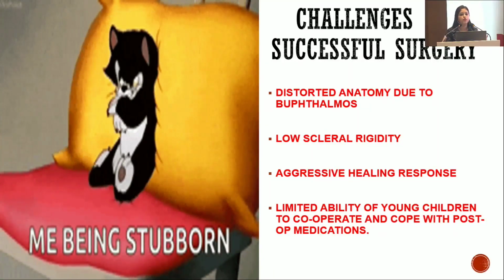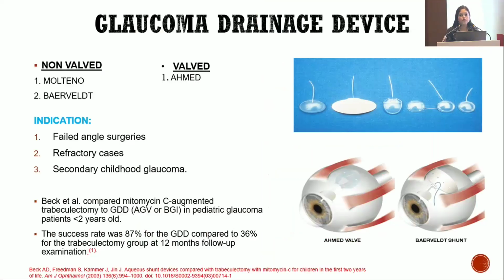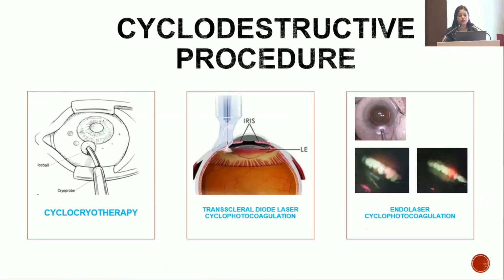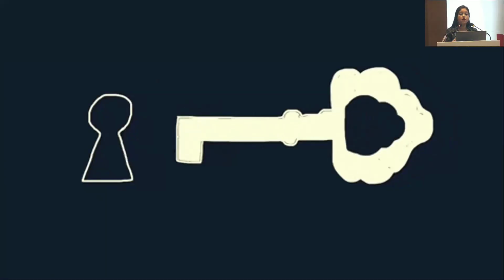So how do we approach refractory cases? Glaucoma drainage devices provide a good alternative in children who do not respond well to conventional angle surgery. The main aim of GDD is to create a shunt directly for aqueous humor from anterior chamber to subconjunctival space at the equator. Cyclodestructive procedure can be used as a last resort in refractory cases with very poor visual prognosis.